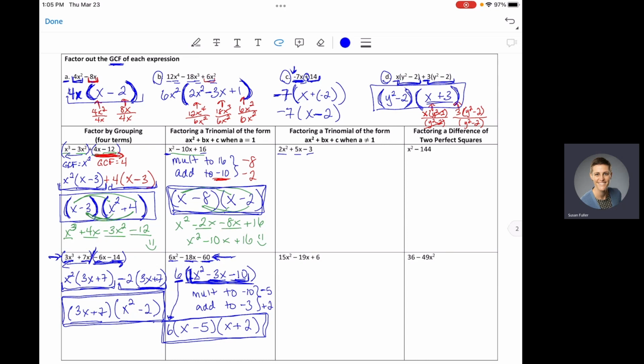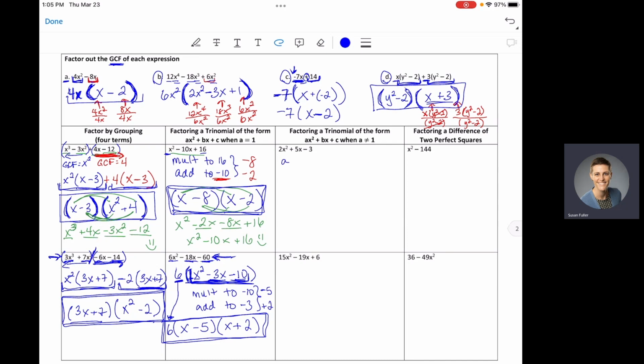2, 5, and 3. A 1 is the only thing that factors out of that, so there's nothing that I can do here. X squared, x, and no x with the negative 3. I do not have a greatest common factor other than 1. So I'm going to start the AC method.